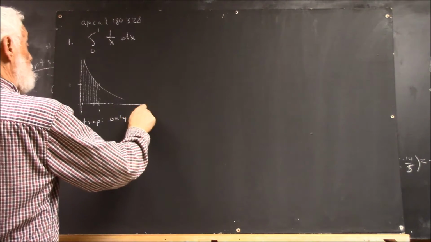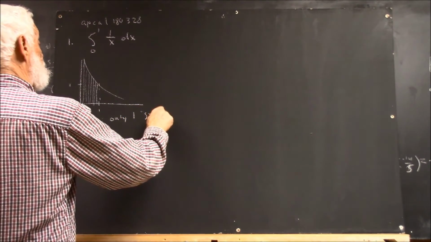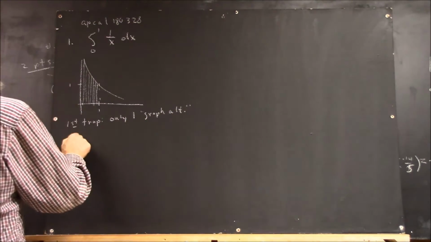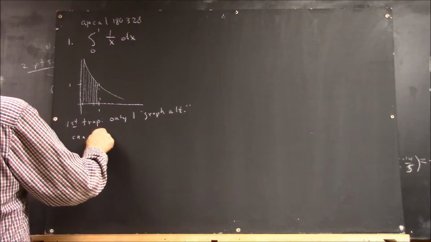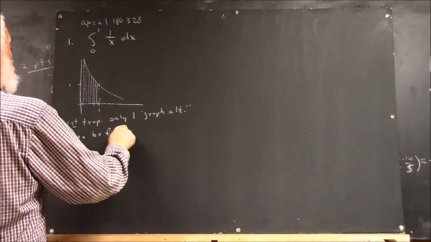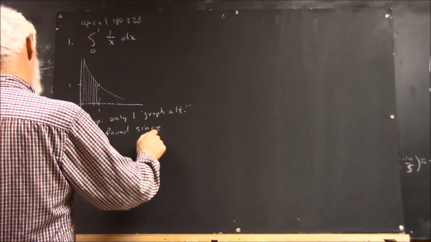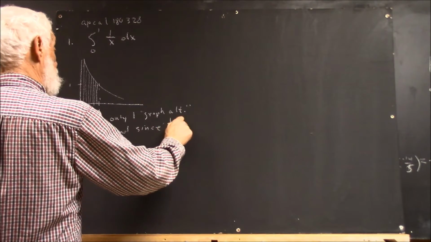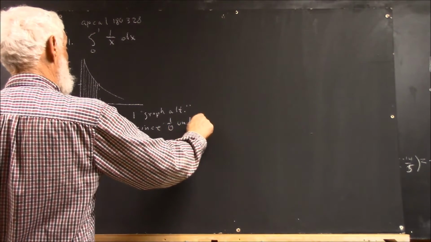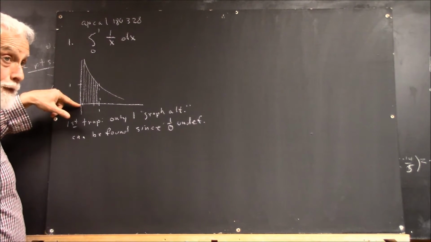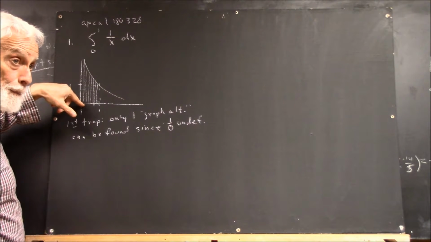only one graph altitude can be found, since 1 over 0 is undefined. And of course, your first trapezoid would have to run from 0 to whatever, right?